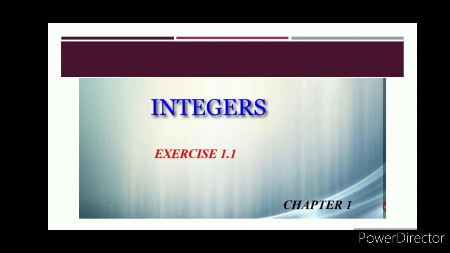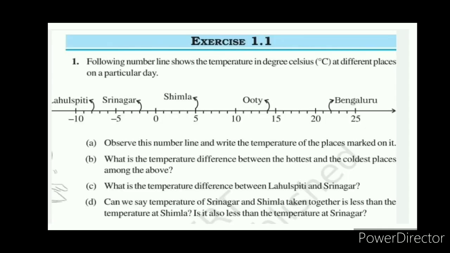Now we'll start the exercise problems. Neatly write down the heading: integers, exercise 1.1. First problem: the following number line shows the temperature in degrees Celsius at different places on a particular day. On the number line, one day's temperature of different places is given. Which places are given? Bangalore, Ooty, Shimla, Srinagar, Lahaul Spiti. 5 places' temperatures are given.